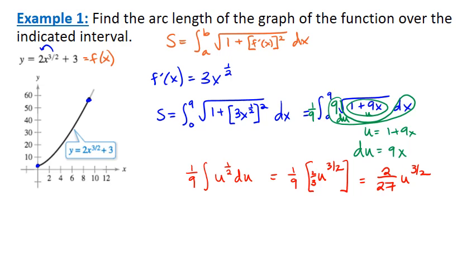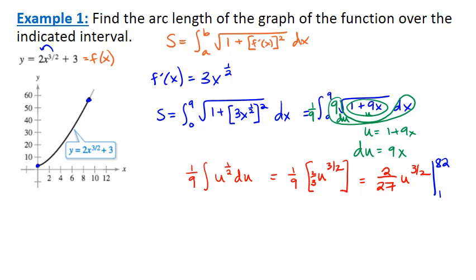Since this is in terms of u, I need to ensure that my limits of integration are also in terms of u. Before, my lower limit was 0. If I want that to be u, I'll plug 0 in here, and my lower limit becomes 1. My upper limit was an x value of 9. If I want that in terms of u, I plug 9 in here and add 1. So my upper limit in terms of u is 82.